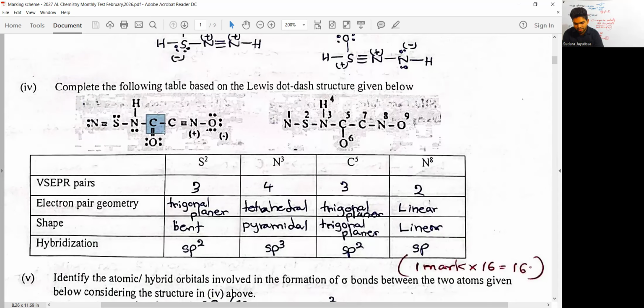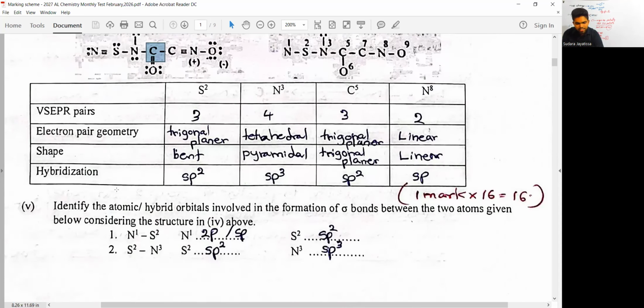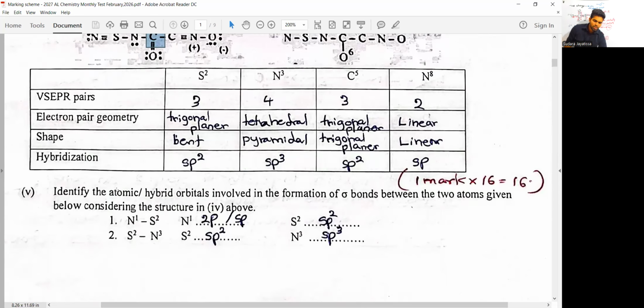Right. So anyway, this is about the table. I noticed some people are still struggling with hybridization, that's why I took some time. Then the next part: you need to write about the orbitals.